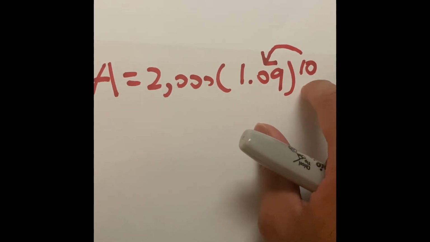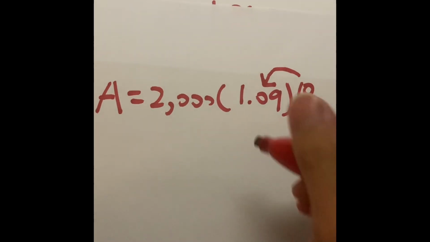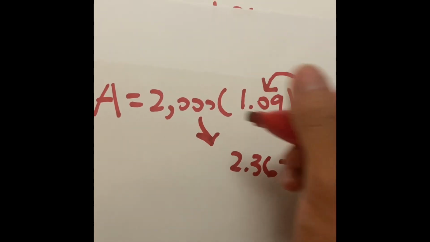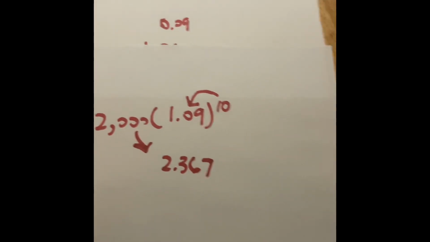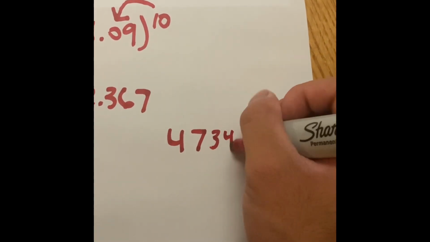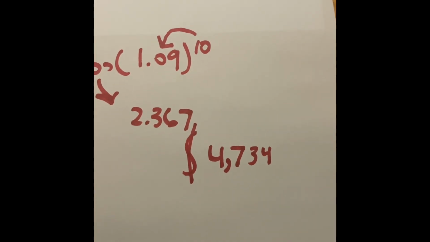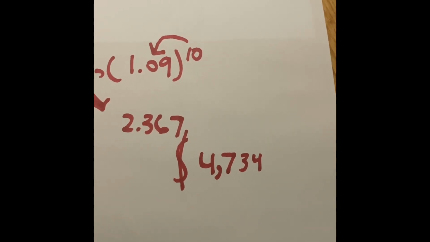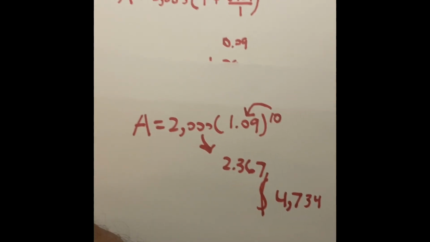1.09 to the power of 10, which is very big, the answer would be 2.367. The last thing we have to do is multiply it by 2,000. When we do that on a calculator, in 10 years, we will be able to have $4,734. That is if you get the compound interest once a year, not once every month. So if you do it once every month, you're going to get more than this. But if you do it once a year, then yeah.